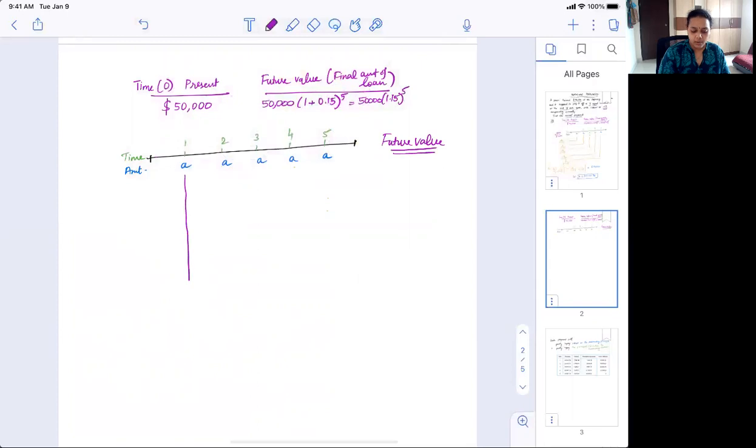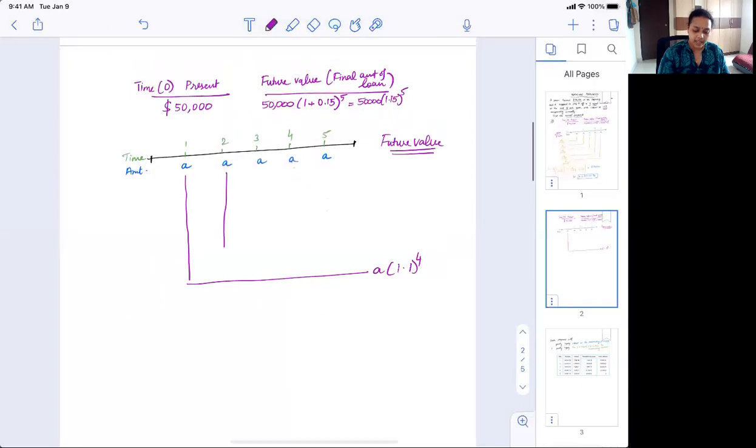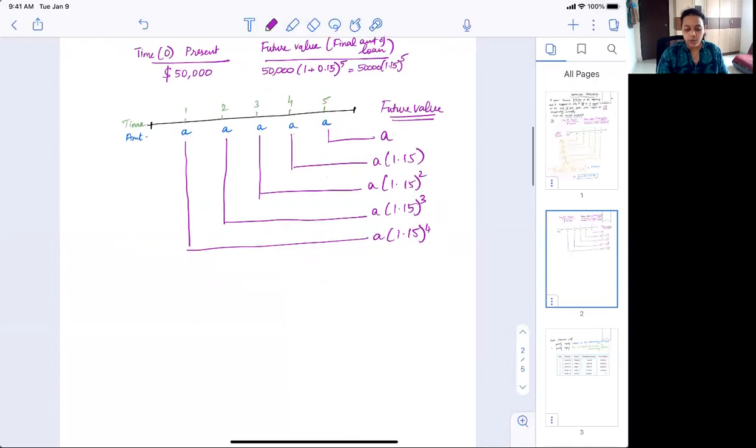The amount that I pay in year 1 can grow for a period of, say, 4 years and is now going to be A into 1.15 to the power 4. The amount paid at the end of the second year can sit in the account for another 3 years and will be A into 1.15 cubed. We have this growing at A into 1.15 squared, A into 1.15, and this will just be A.